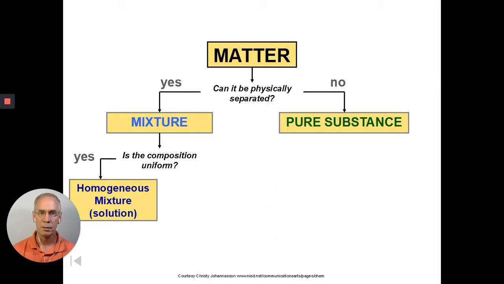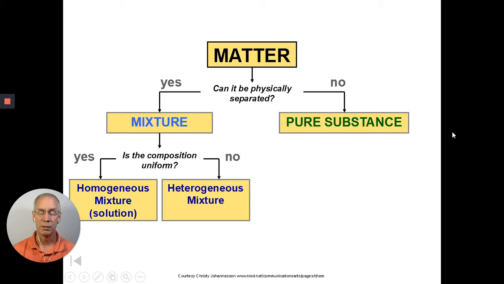Now, a solution doesn't have to be just a liquid. It can be, but you can have two gases. They can make a homogeneous mixture or a solution. Or you could have a solid in a gas, or any other combination of states of matter can produce a solution. A solution simply means it's homogeneous or mixed uniformly and evenly. If our mixture is not mixed uniformly, then we have a heterogeneous mixture.